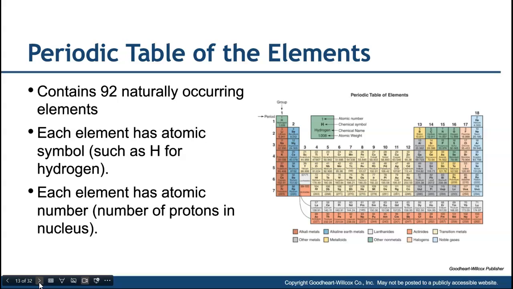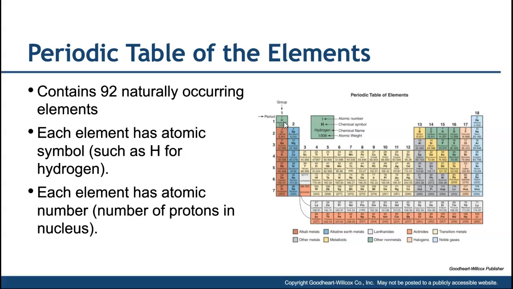So we are currently going to talk here about the periodic table of the elements and being able to read that chart. It does contain 92 naturally occurring elements. The very first one, of course, is the hydrogen atom, or your hydrogen element. When we talk about the atomic symbol, H is for hydrogen, and we have an atomic symbol for iron of Fe. Each element, of course, also has an atomic number that correlates with the number of protons in the nucleus. And as we are looking at the chart, it is kind of laid out.